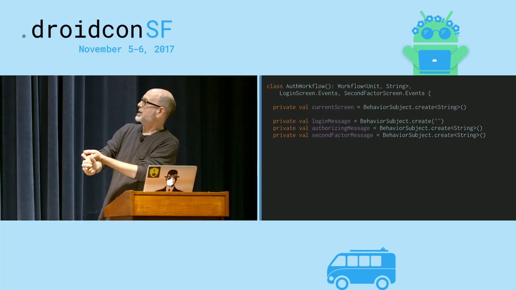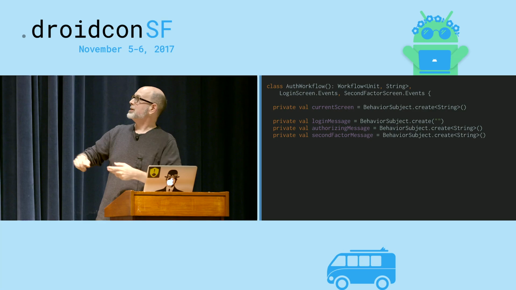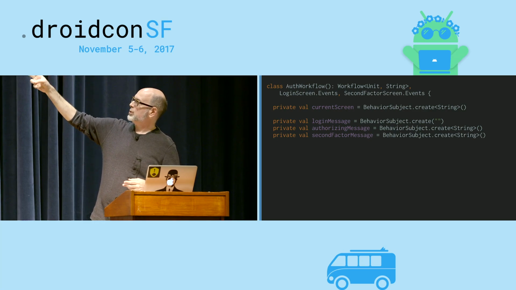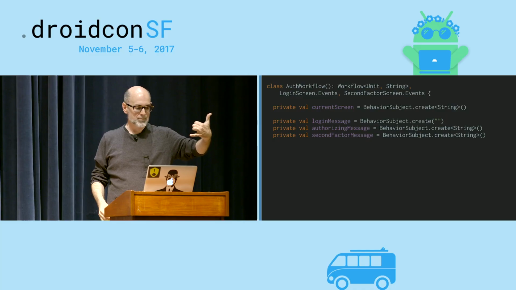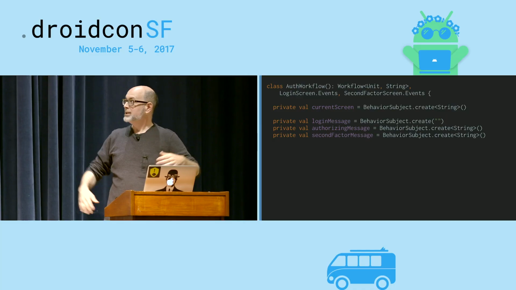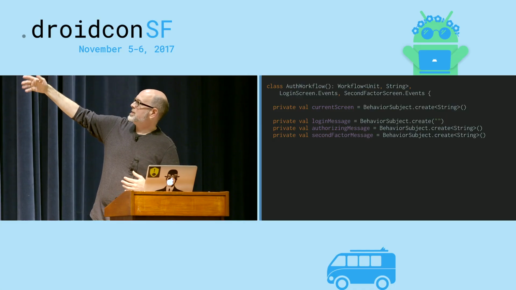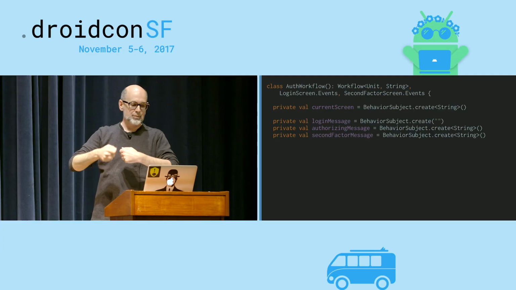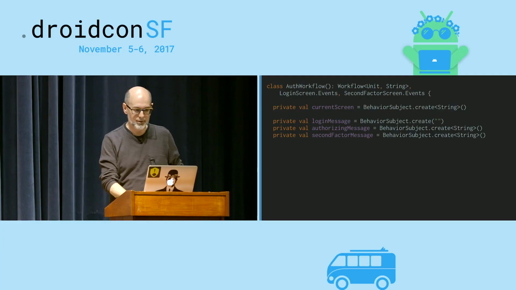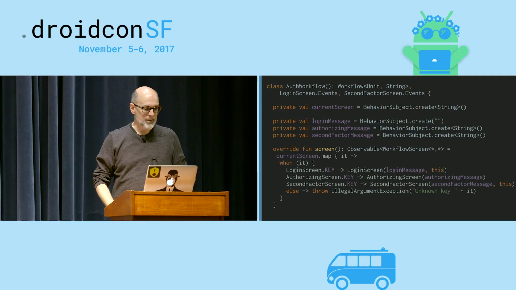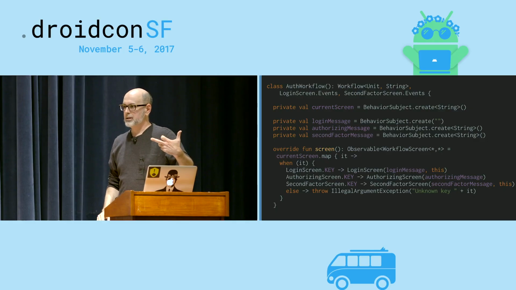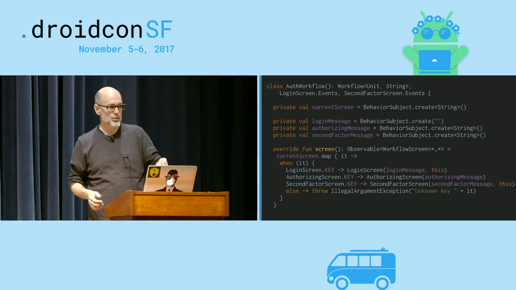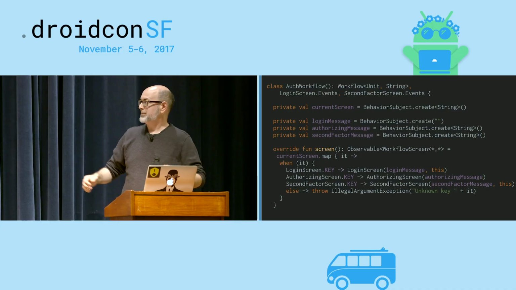So remember, our login screen had an uninteresting screen data of a string, and so we'll hold on to a behavior subject of whatever login error message we might be displaying. We have 3 screens, and we have basically 3 subjects that we maintain to model what's actually going to be showing on those screens. And then our main method here, our screen method that people are subscribing to in order to actually render this stuff, might look something like this.